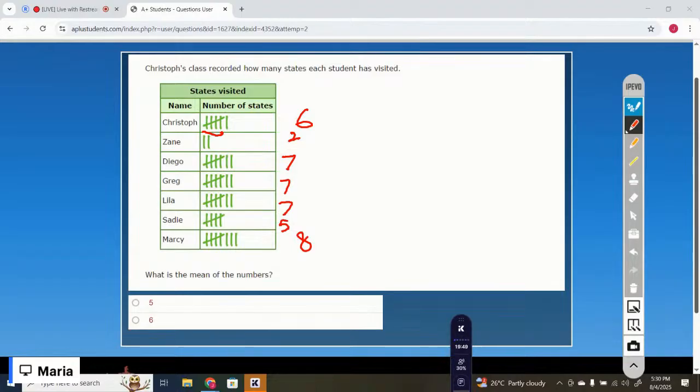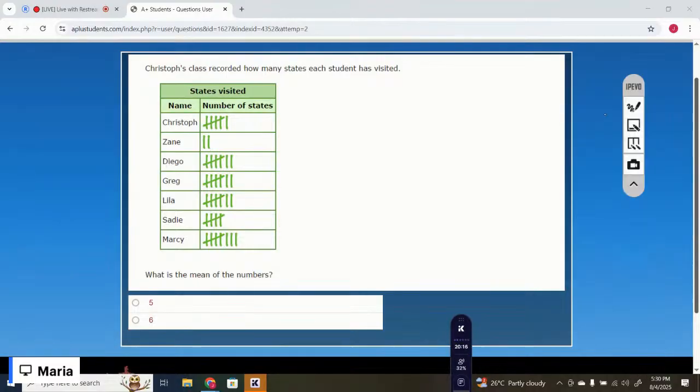Now let's just add them all, because we need to calculate the mean, right? So the mean is the sum of all the numbers divided by the number of numbers. So 8 plus 5 plus 7 plus 7 plus 7 plus 2 plus 6 is 42, and there are 1, 2, 3, 4, 5, 6, 7 numbers. So 42 divided by 7 is 6. Option number 2 is the correct option. That is 6.